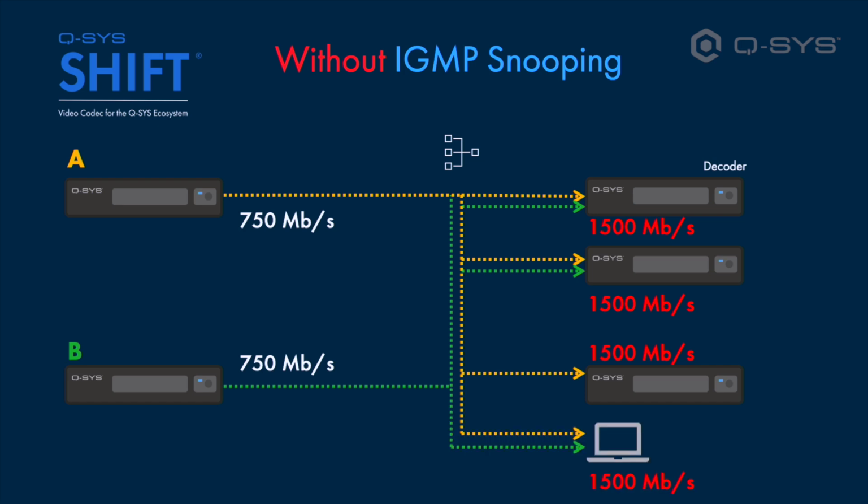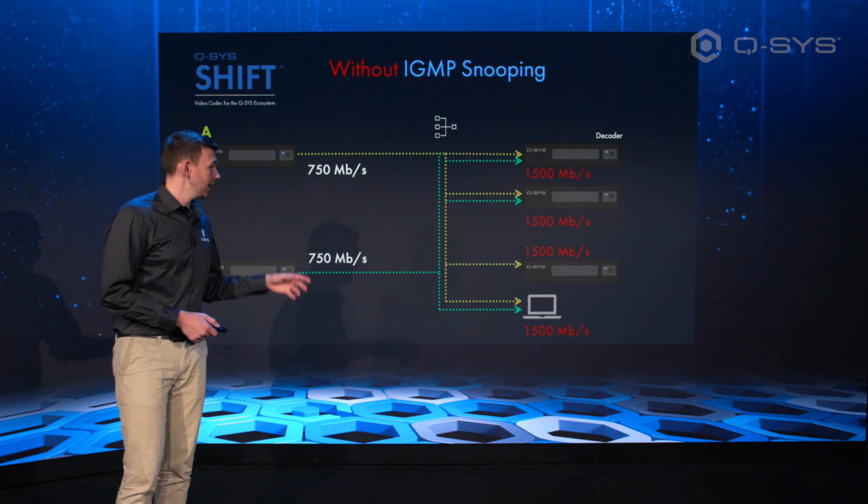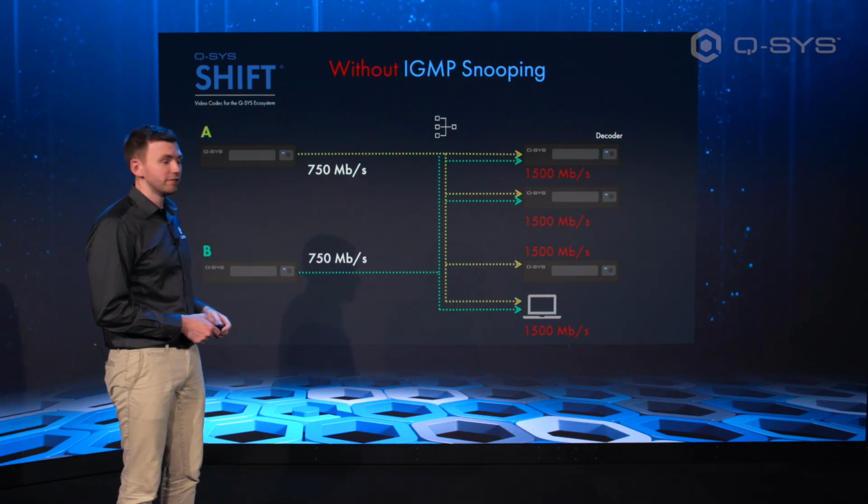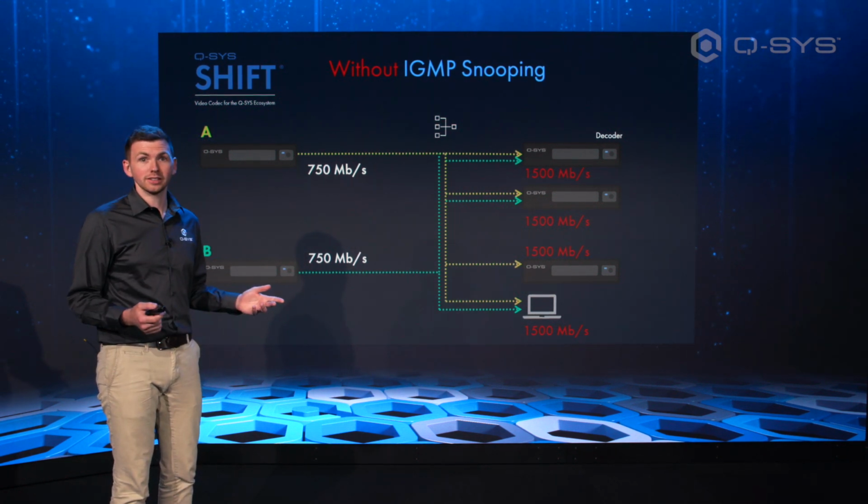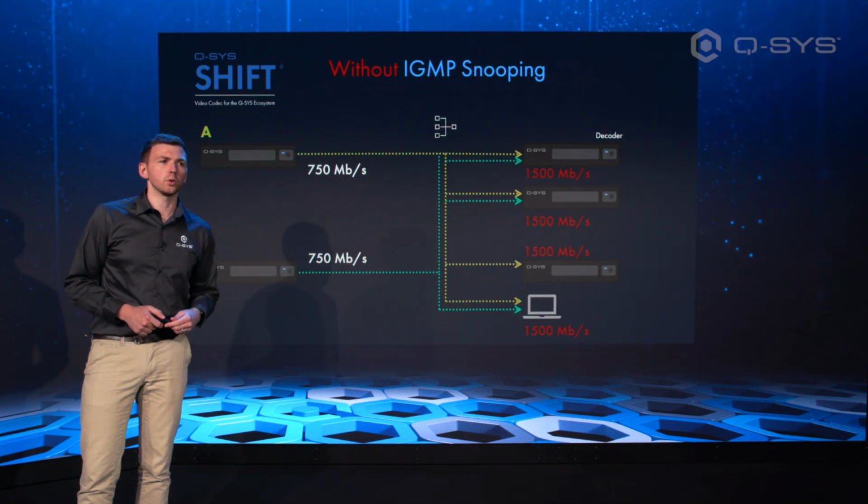And of course, if you add in a laptop to this, it's also going to get hit with around 1500 megabit per second of multicast. And if you've ever plugged your laptop into a network like that, you'll find the mouse gets all laggy and Task Manager says your CPU's at 100%, because it's really having to deal with all of that traffic coming in. So that's why IGMP snooping is really important.